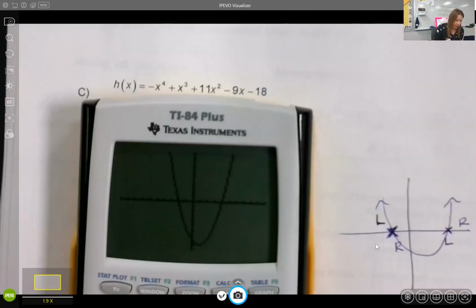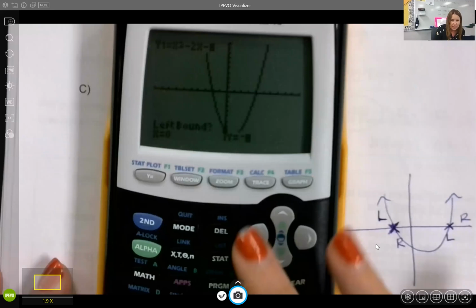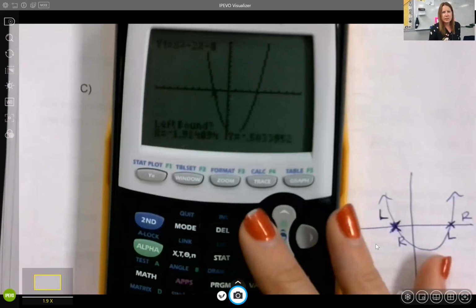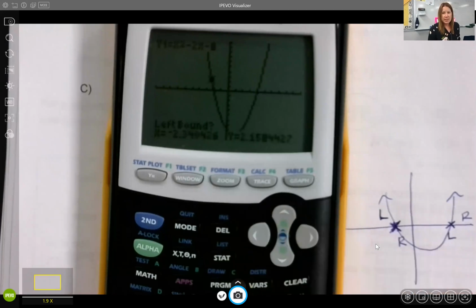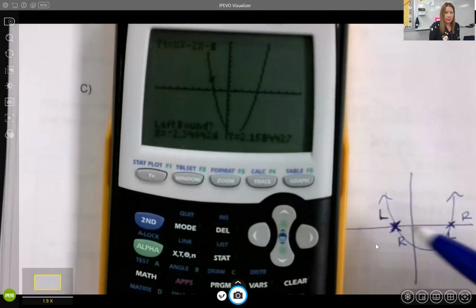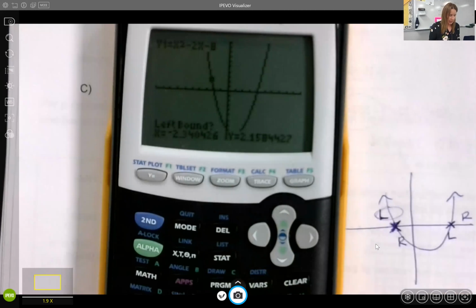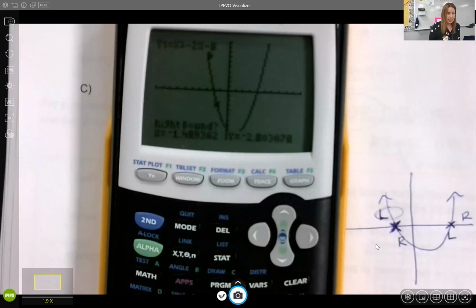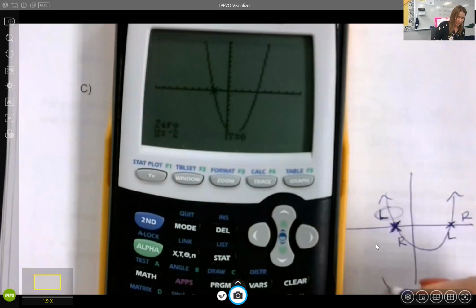So second trace, select number 2, and then it says left bound and right bound. Okay, so for left bound, I'm going to use my left arrow, and you can see that that is moving and it's above the x-axis. So I'm up here above the x-axis and I hit enter, and then I go below the x-axis and I hit enter, and then I hit enter one more time. Okay, so we get x equals -2.